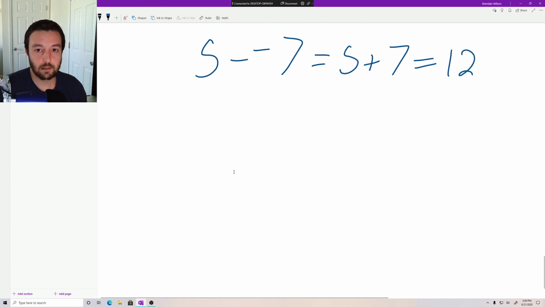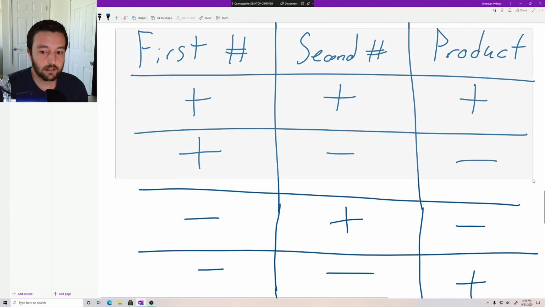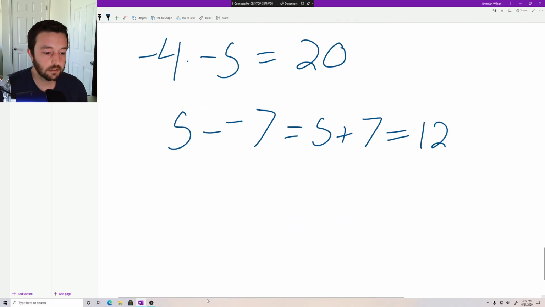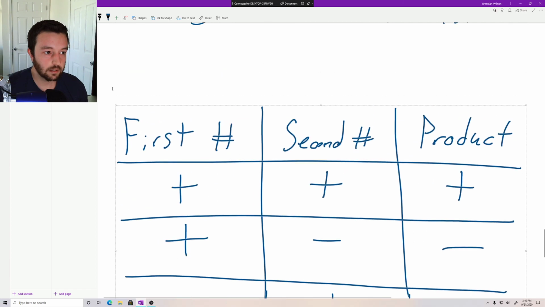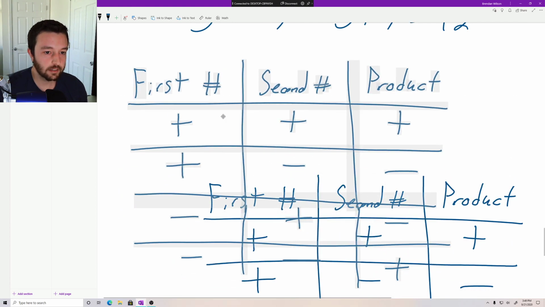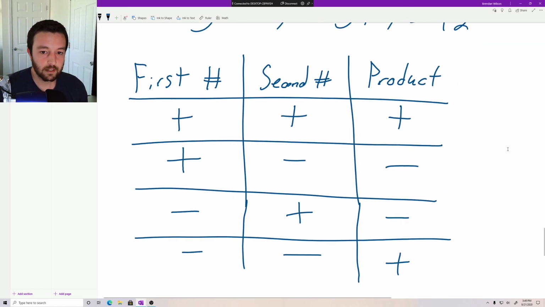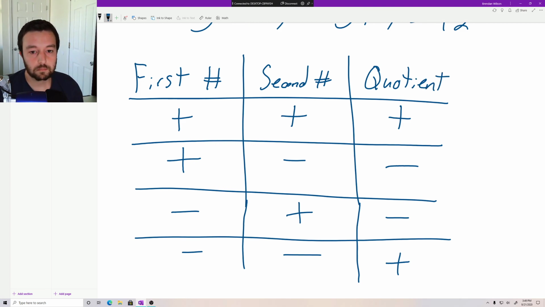Division is the exact same way. In fact, we can go ahead, take this chart here, let's copy it. Maybe shrink it a bit actually. Let me shrink. I don't know if I can. And we can take out product and put quotient. And it's the same thing. Okay. So with division, it works the exact same way.